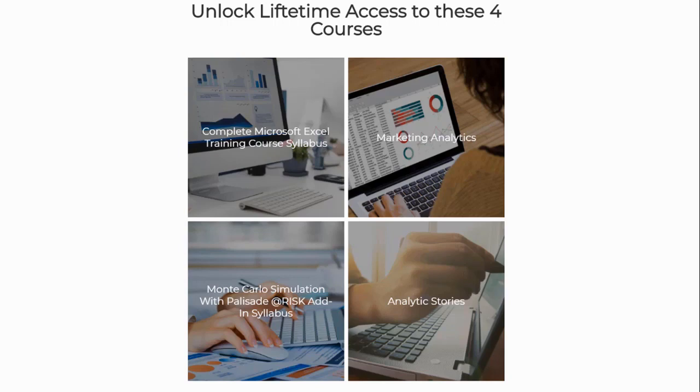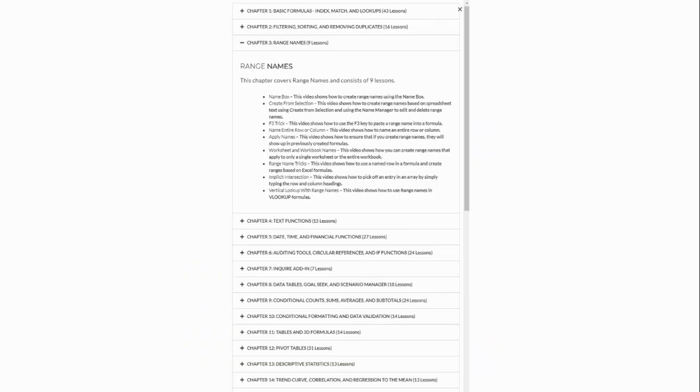And then the Monte Carlo simulation with Palisades, that is a very advanced course, and you would need the @RISK add-in to be able to follow along. You get the course, but you would need @RISK. I mean, you could still, of course, watch the videos. It's just to follow along, you need to purchase the add-in. It is not included in the course. But again, if you click on any of the syllabi there, you would see something like this. And then if you click the plus sign on any of the chapters, you would see every video that is included inside of that.